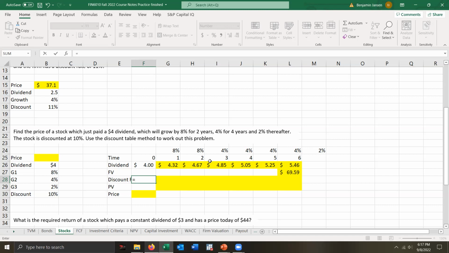It's the 1 times the discount, right? Not quite. When we're dealing with the discount factor, we're taking a present value.